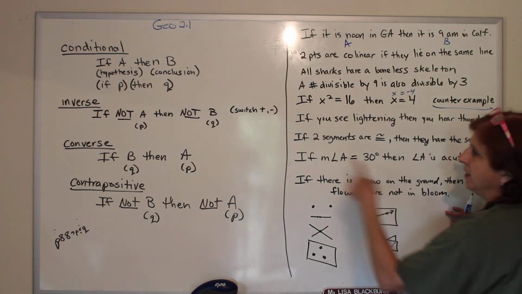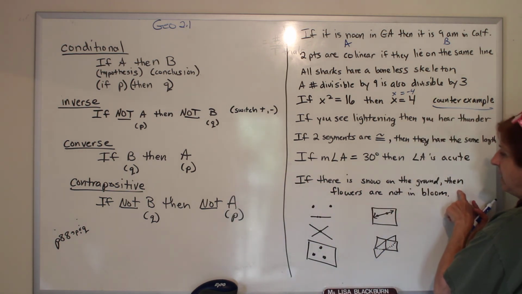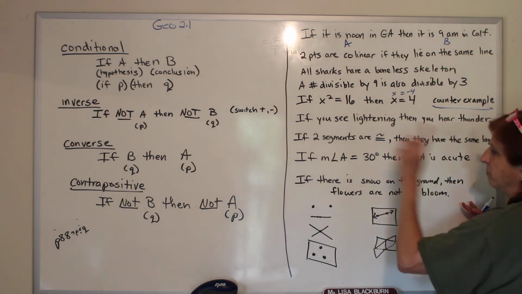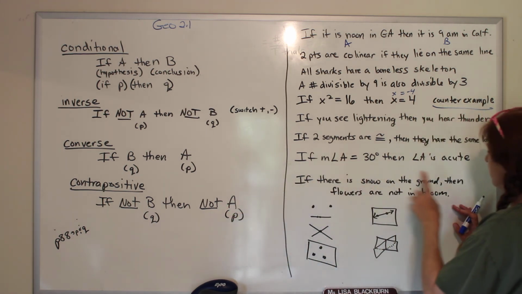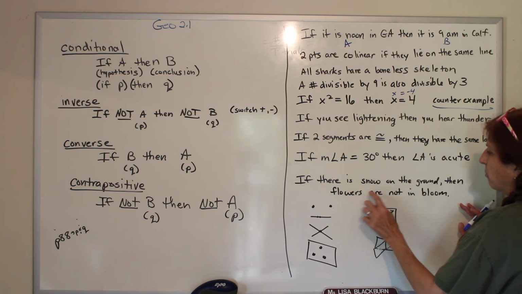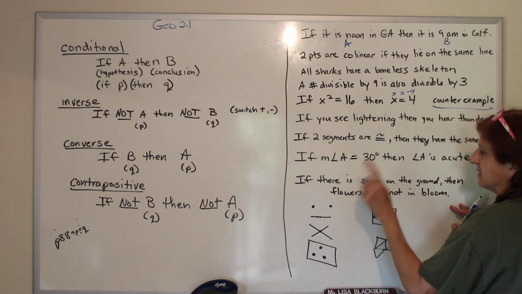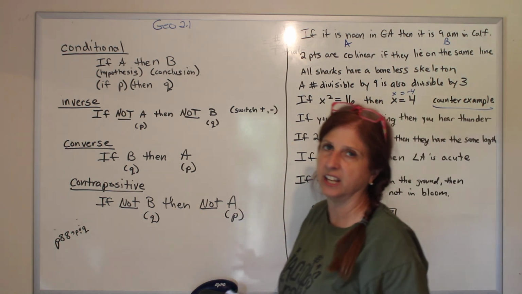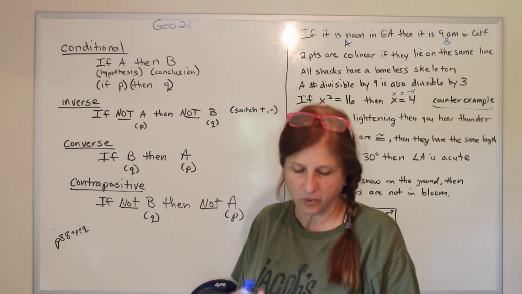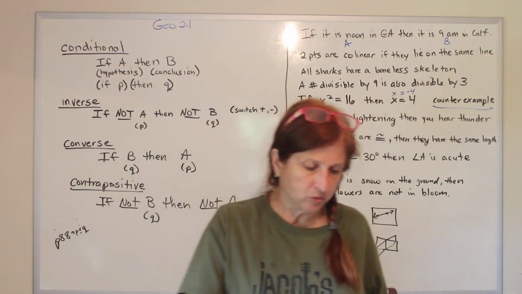bloom. Okay? The converse would be, if flowers are not in bloom, then there is snow on the ground. And the contrapositive would be, if flowers are in bloom, then there is not snow on the ground. We flipped it and changed the positive negative. All right? Y'all did okay. I didn't hear anybody screaming and running from the room.